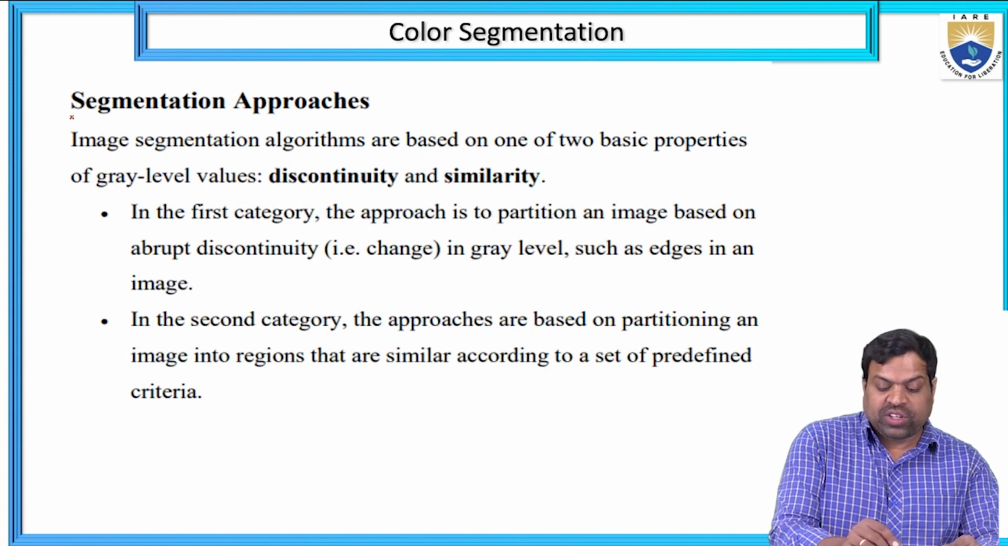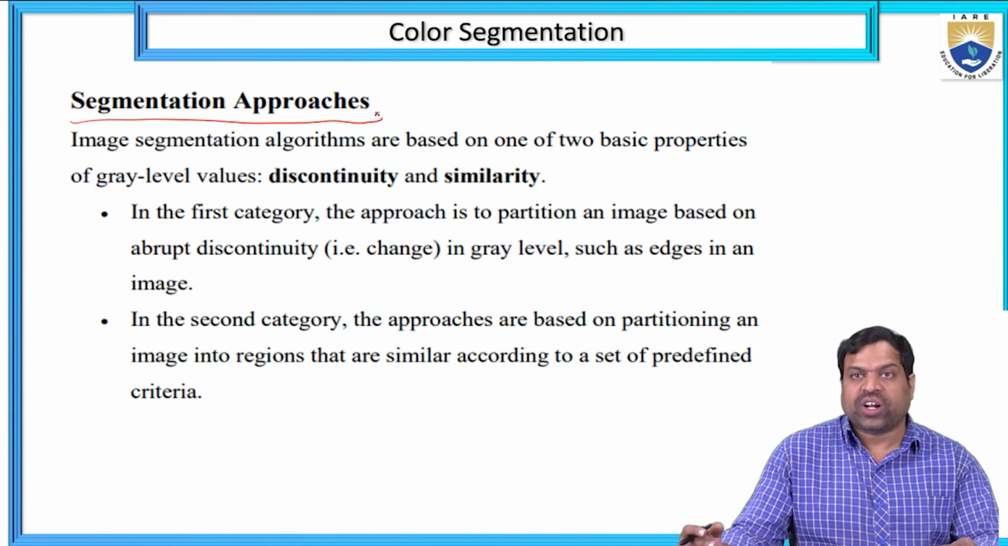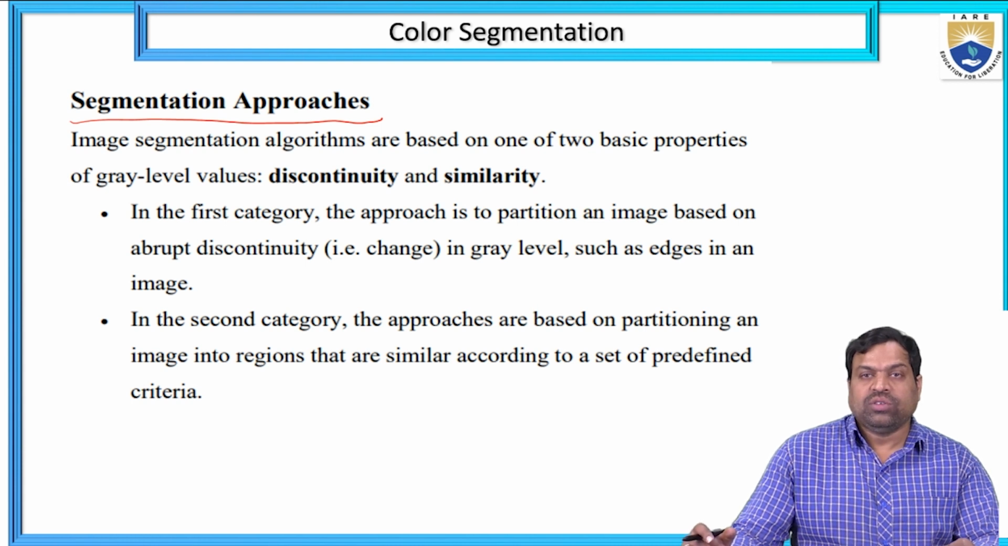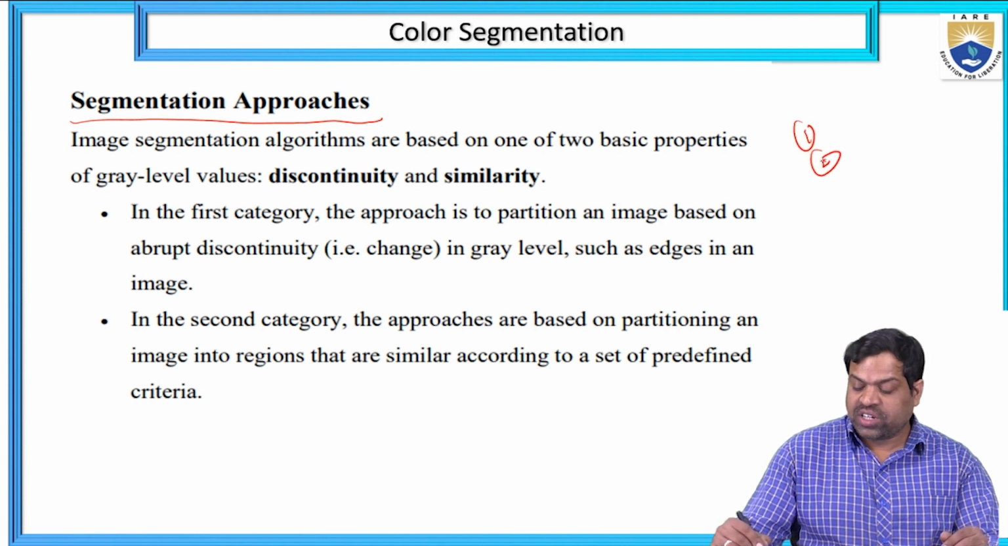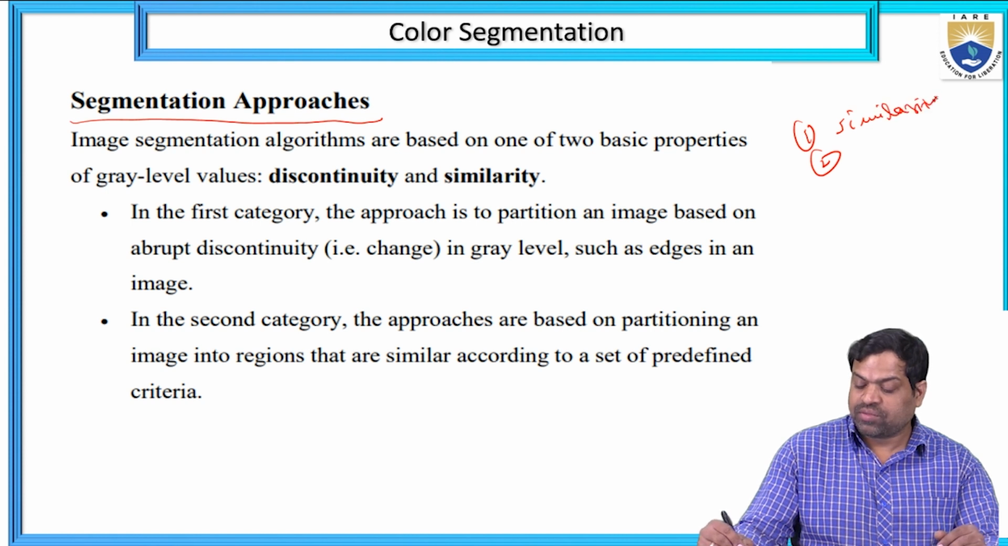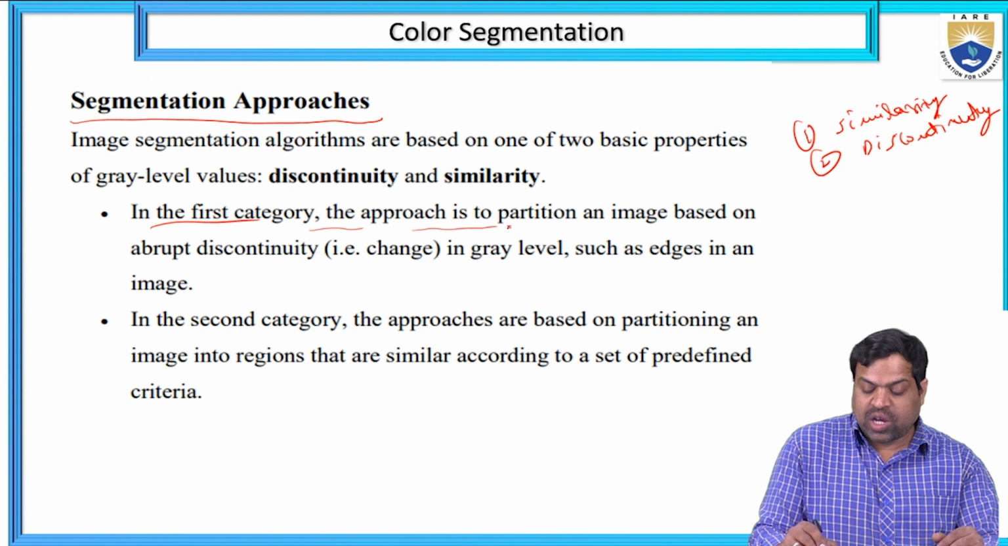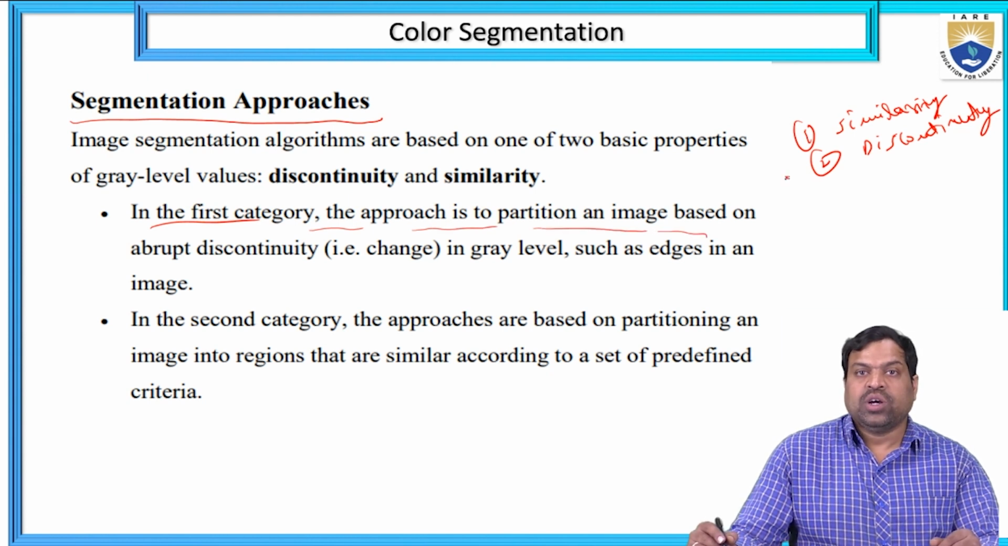When we are going for segmentation, how are we approaching it? Image segmentation algorithms are based on one of two basic properties of gray level values: discontinuity and similarity. So what are the similarities and what are the discontinuities? In the first category, the approach is to partition the image based on abrupt discontinuity, that is, change in gray level, such as edges in an image.